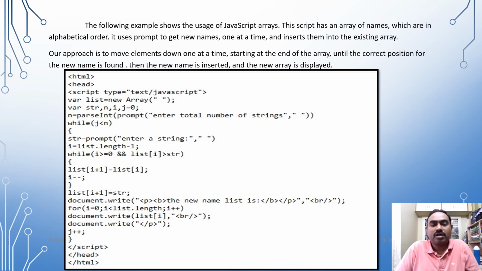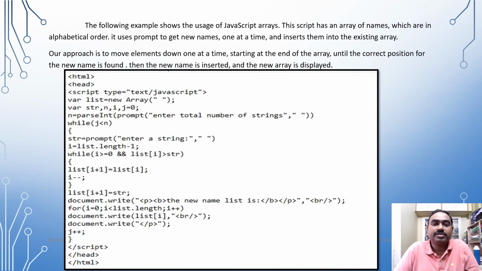Then once again you accept the array elements. The first one is to enter the total number of strings, that is how many elements you will access. The second one is, within the loop, accessing the strings one by one. Prompt: enter a string, and whatever string you give will be assigned to the str variable. Then i equals list.length. Length is an array property, and it is very important for finding the length of the array.